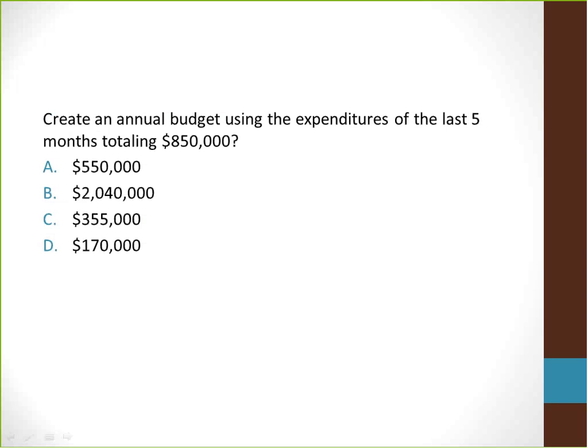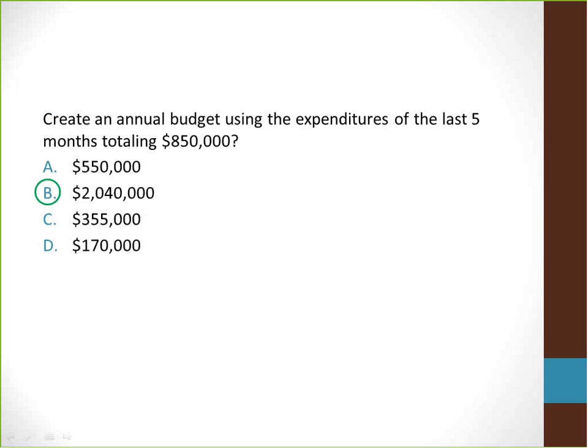Create an annual budget using the expenditures of the last 5 months totaling $850,000. Is it A, $550,000, B, $2,040,000, C, $355,000, or D, $170,000? Answer B is the correct answer here.